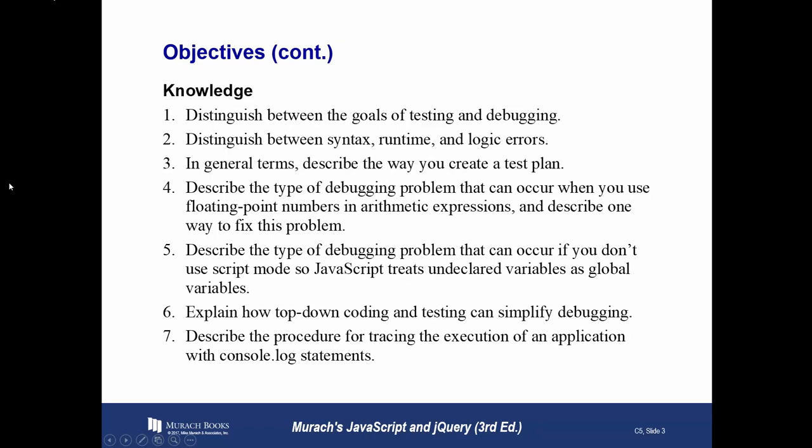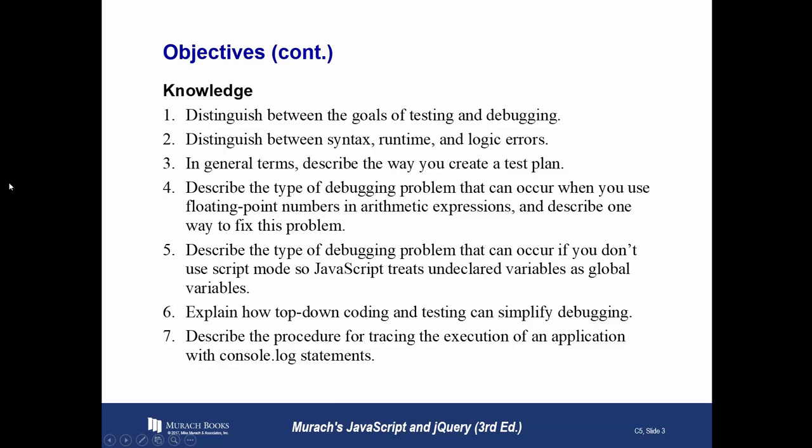Our 7 knowledge objectives: distinguish between the goals of testing and debugging. Distinguish between the 3 major types of errors, those being syntax, runtime, and logic. In general terms, describe the way you create a test plan. Describe the type of debugging problem that can occur when you use floating point numbers in arithmetic expressions, and describe one way to fix this problem.